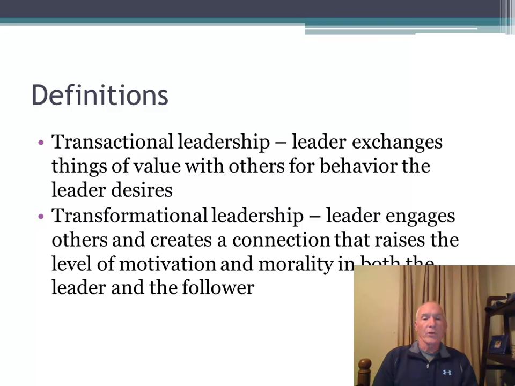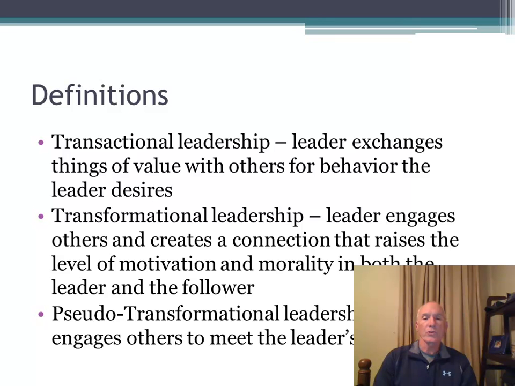There's a form of leadership we call transformational leadership. As the name implies, that involves change, and it involves change for both the leader and the follower. In that, the leader engages through a connection with the follower and increases the motivation and level of ethical or moral conduct for both the leader and the follower. Finally, there's what we call pseudo-transformational. That is where a leader essentially attempts to fake transformational leadership simply to meet the leader's wants and or needs.